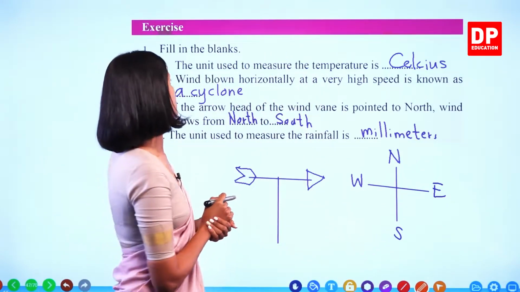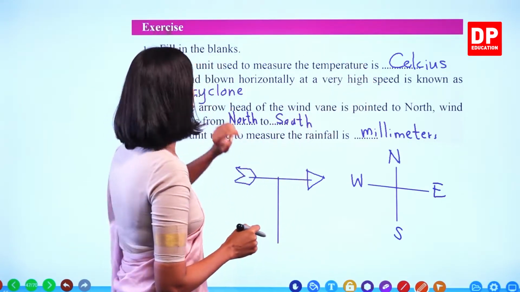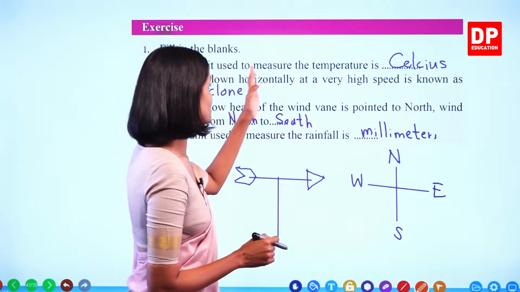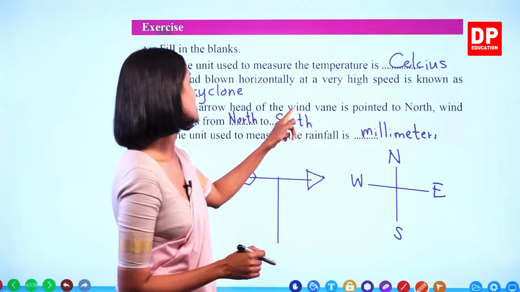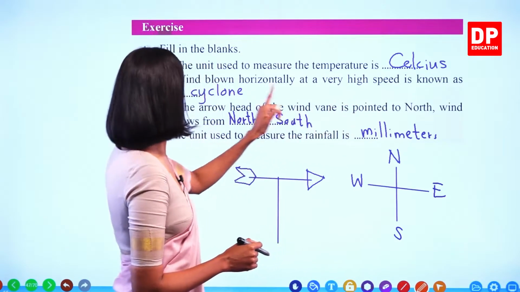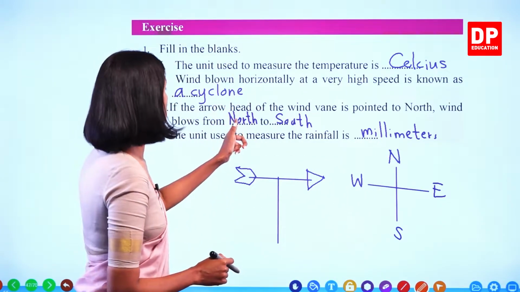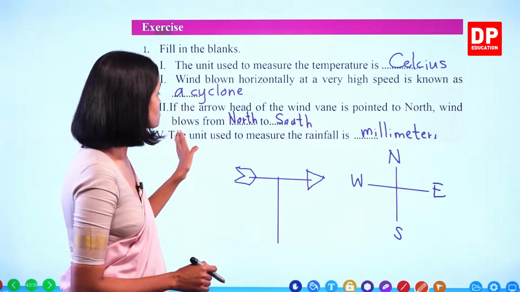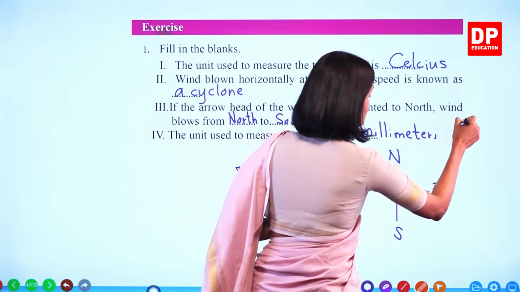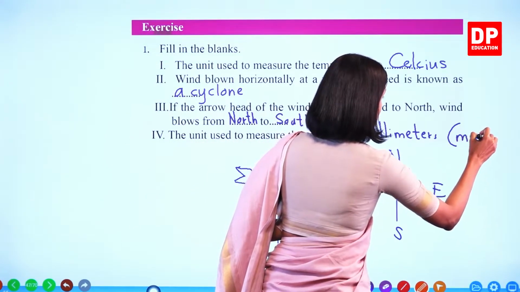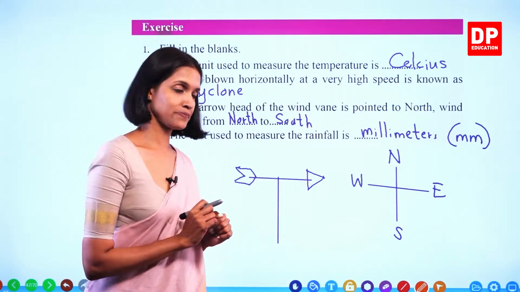Okay, children? Right. The unit used to measure the temperature is Celsius, so degree Celsius. Wind blown horizontally at a very high speed is known as a cyclone. If the arrowhead of the wind vane is pointed to north, wind blows from north to south, opposite directions, okay? North to south. The unit used to measure the rainfall is millimeters. What is the symbol? Simple M, simple M. Right, children? We'll move on to the next.